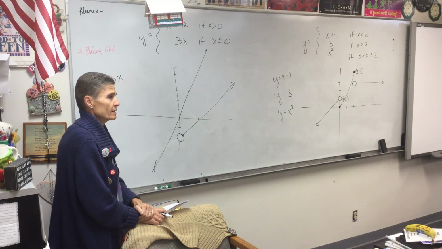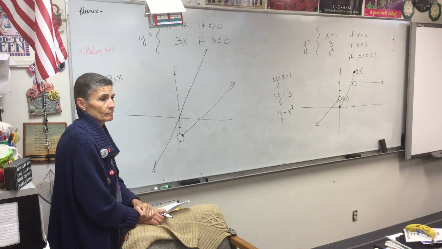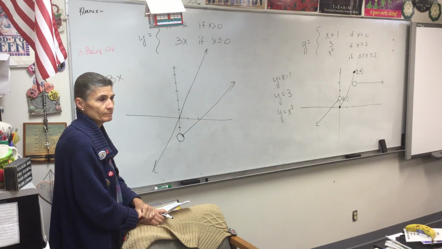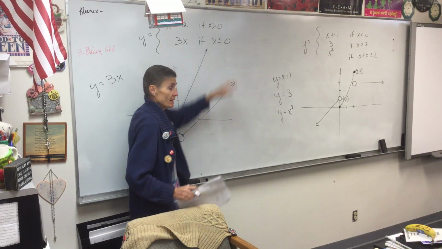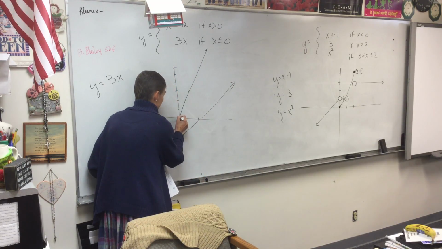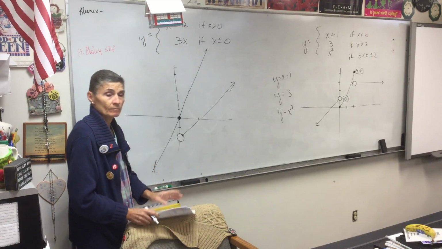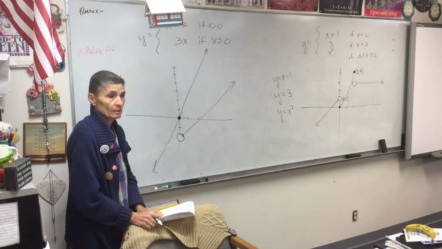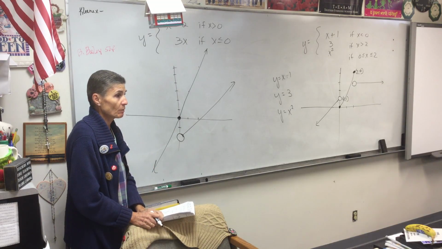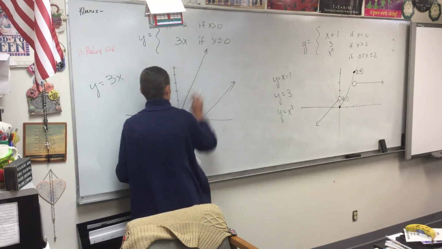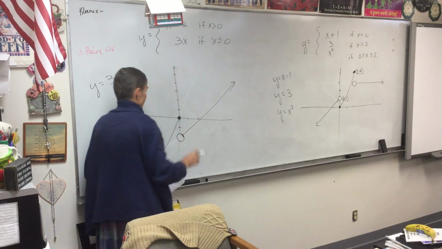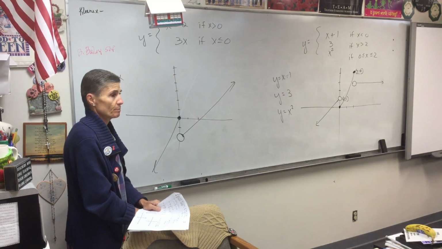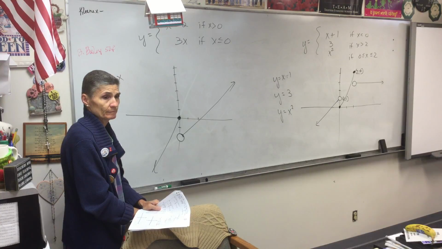I don't want the whole thing. What part of it do I want? Starting where? At the origin. Solid dot. And then I have to decide which piece I want to keep. Bottom. Less than, so I'm going to keep the bottom, get rid of the top. And there is your piecewise function.